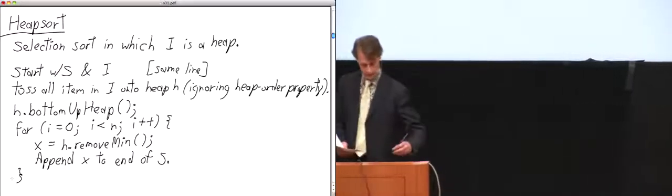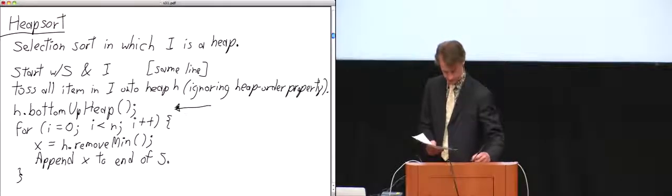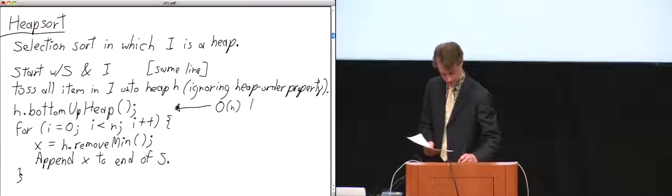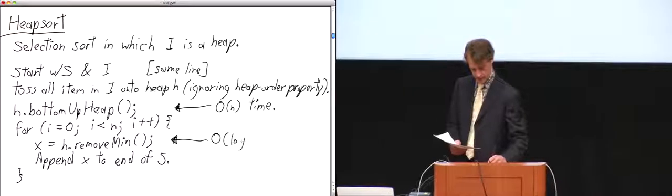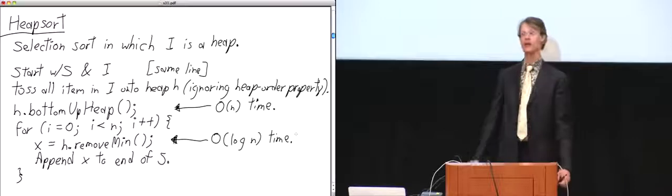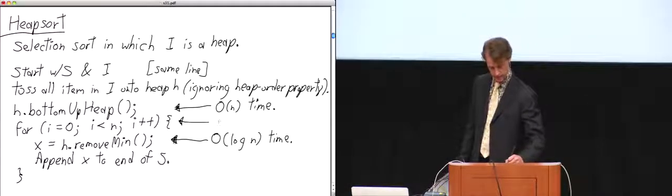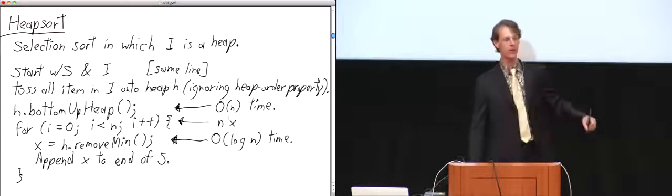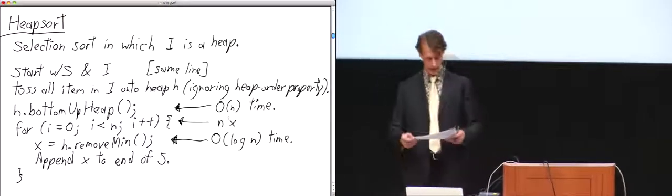So again, some reminders about running time. This bottom-up heap step runs in big O of n time. And the remove min operation, each time we run it, takes big O of log n time. And how many times do we run it? We run it n times, because this loop here runs n times. So multiply n by big O of log n, and that's the dominant running time of heap sort, is n log n.